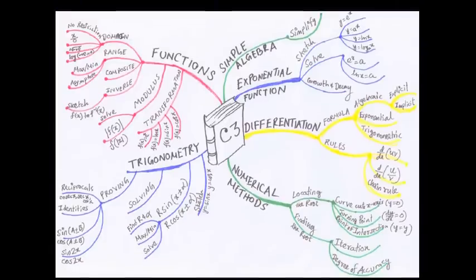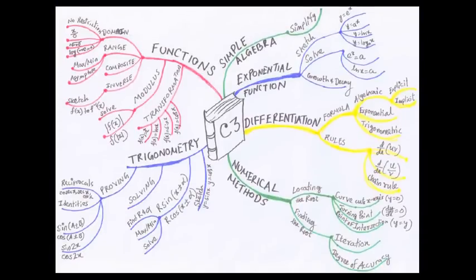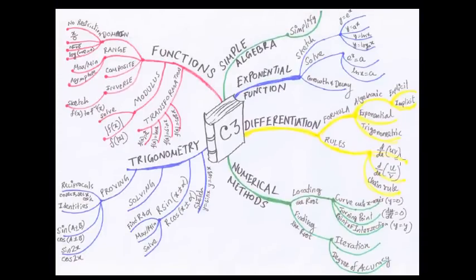Now this is the mind map of the C3 syllabus. If you take a look here, this is a question on simple algebra, where all you have to do is simplify an expression. They can give an algebraic expression and ask you to simplify, or when you differentiate something, they might ask you to write down the answer in the simplified version. So this comes from C1 and C2.